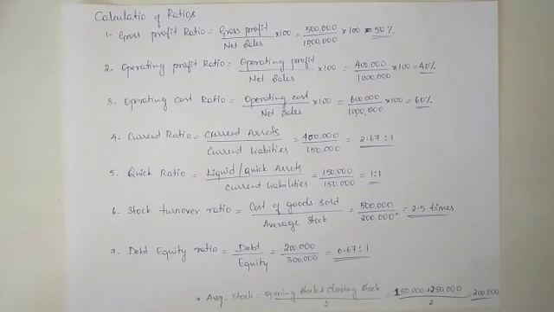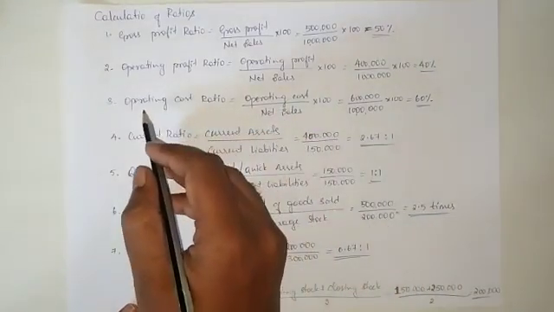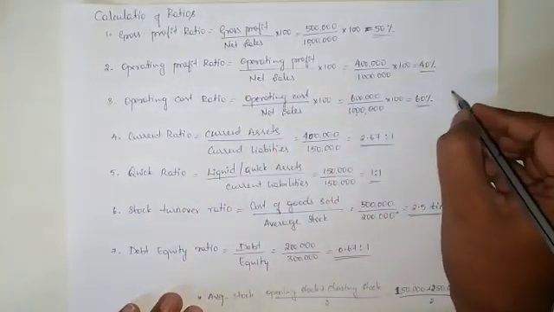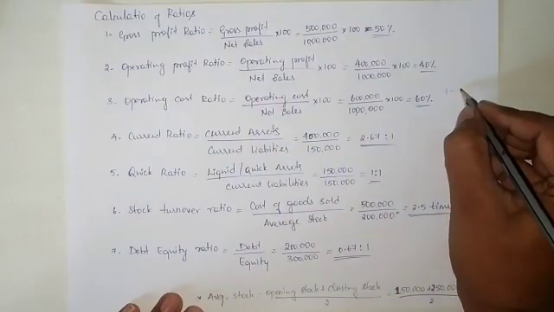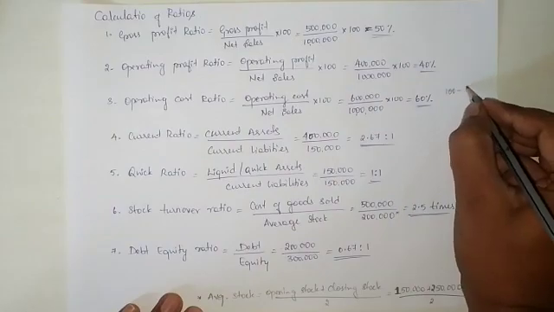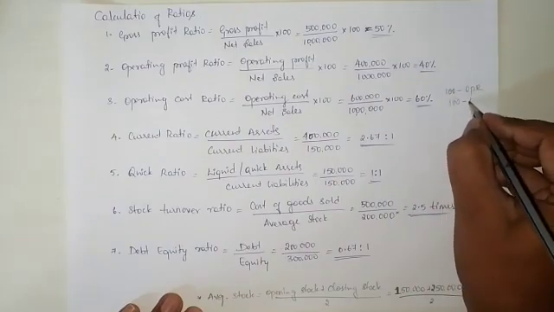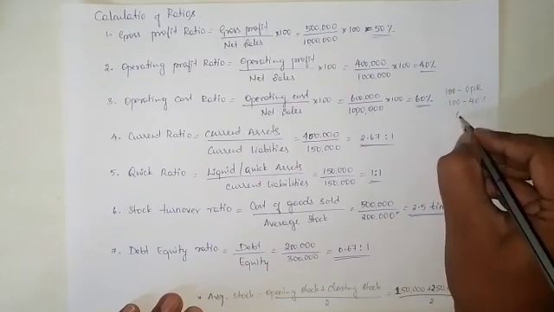Operating cost is also calculated, that I have shown earlier. So 6 lakh is the operating cost, divided by net sales, into 100, which is going to be 60%. This operating cost ratio can also be calculated like this: operating cost ratio is equal to 100 minus operating profit ratio, that is 100 minus 40%, you will get 60%.